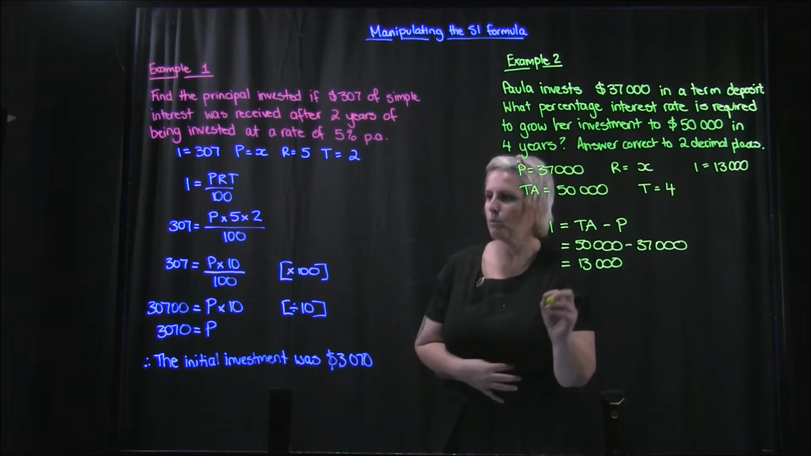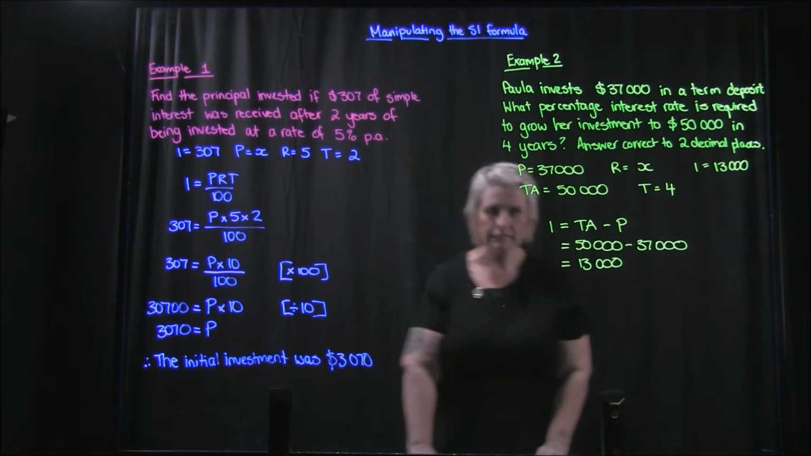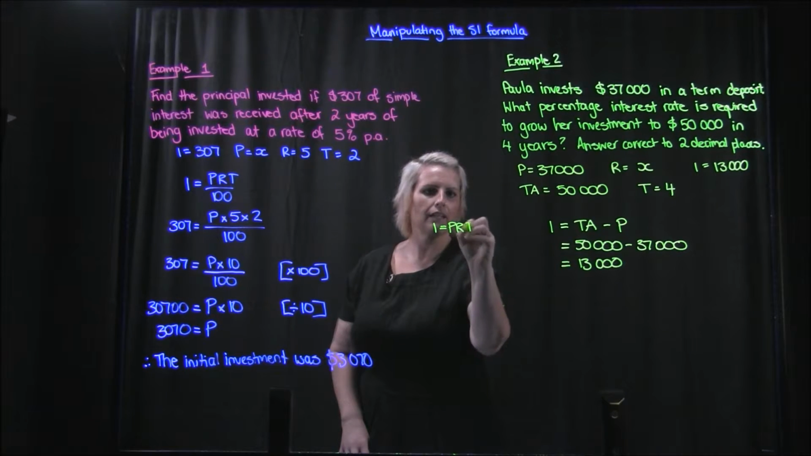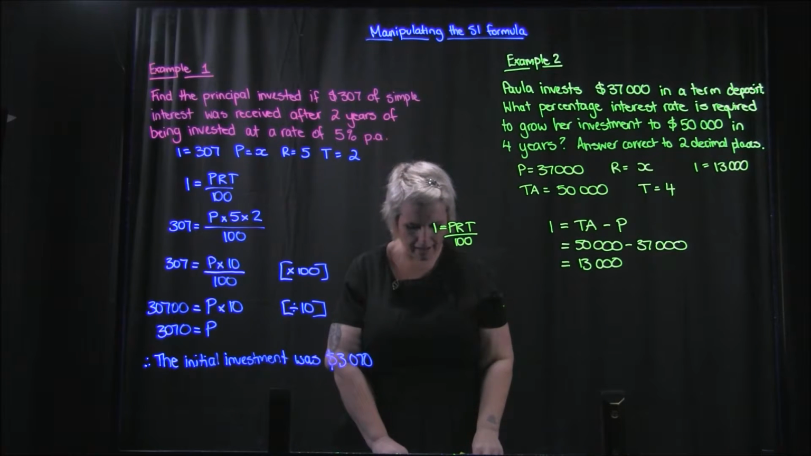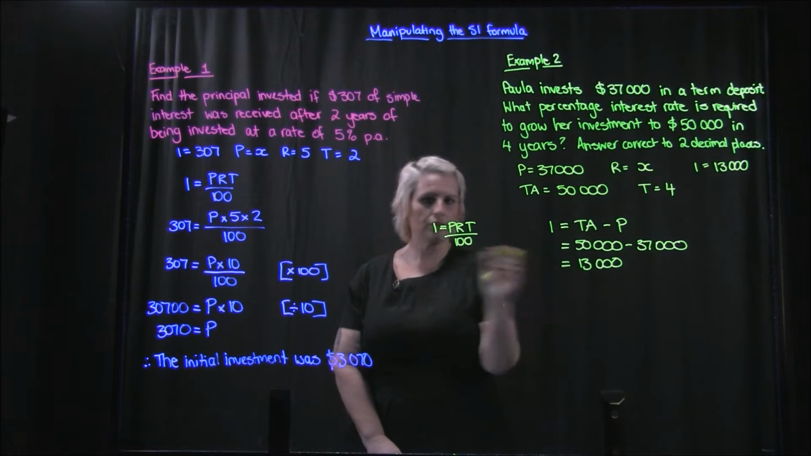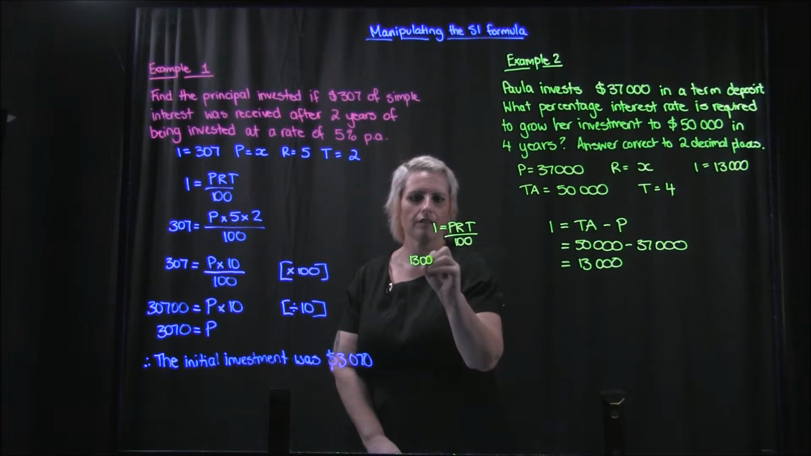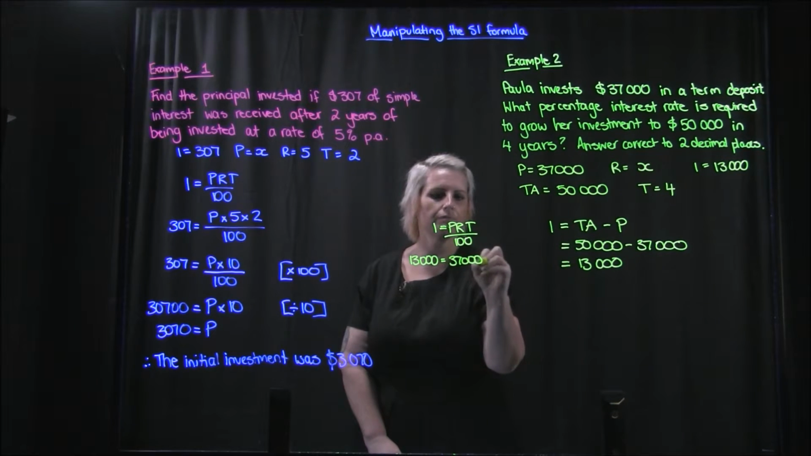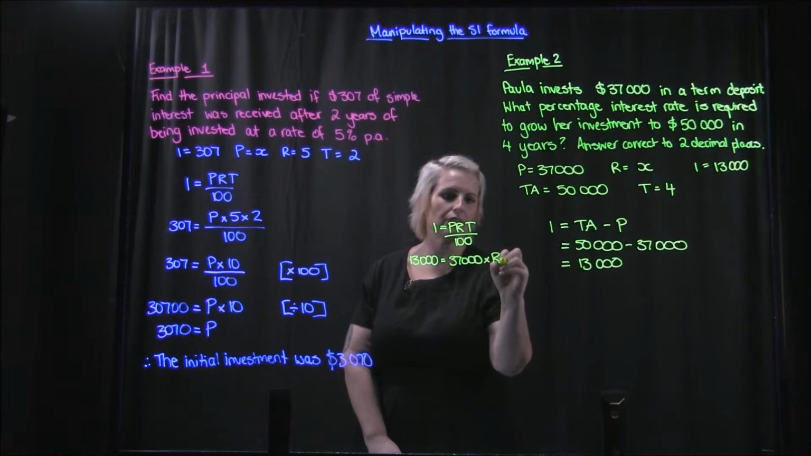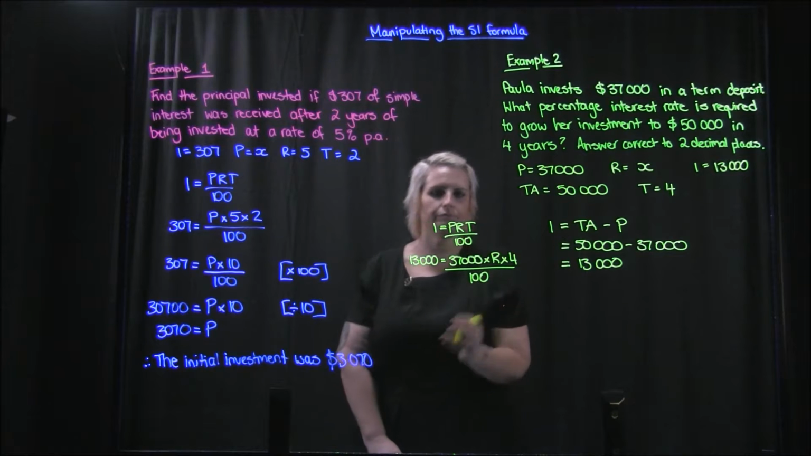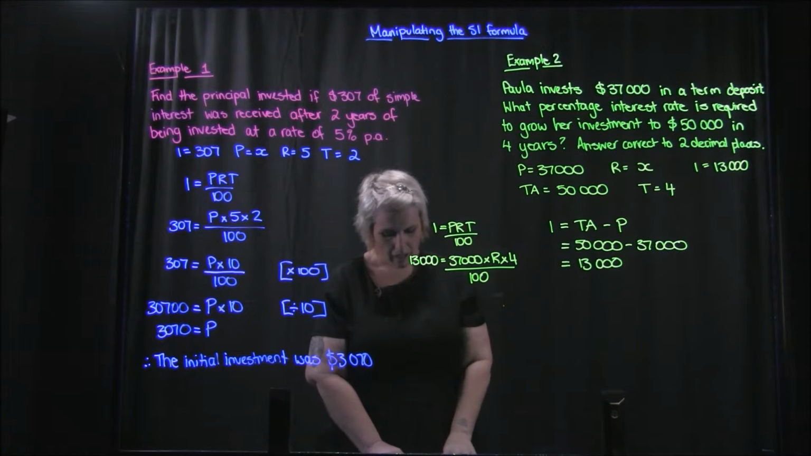Okay, so from there, we can go slightly over here. We can start working out our amount. So we start with our I equals PRT, and then we sub in. So our interest is 13,000. Our principal, 37,000. Our rate is unknown, so we leave it as R. Our time is 4, and over 100. Okay, not too bad so far.